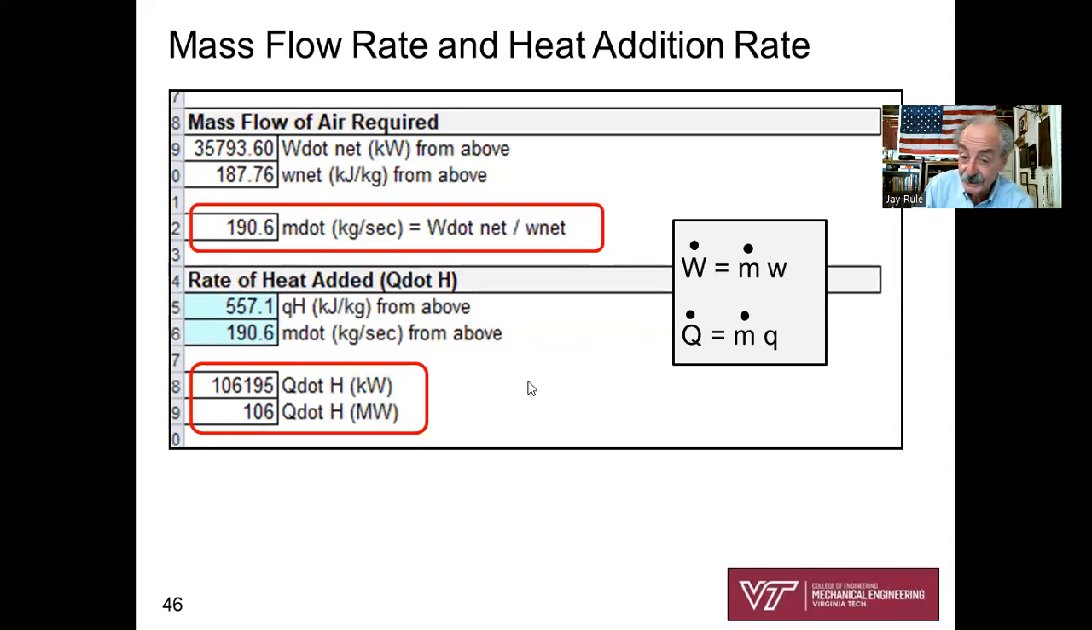Mass flow rate and heat addition rate. Same approach, just different numbers: W dot net over little w net gives us a mass flow rate of the air of 190.6 kilograms per second. The heat added, well, we just got m dot. We can write that down. QH we got from previous work, 557.1. So Q dot H, the rate of heat addition, is 106 megawatts.